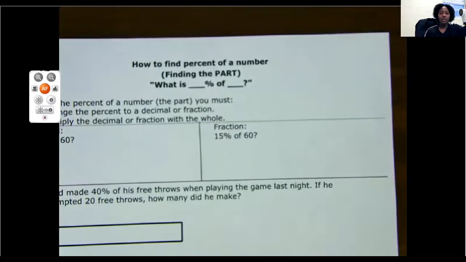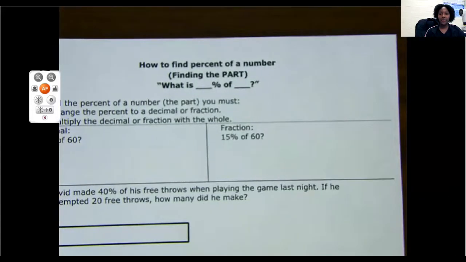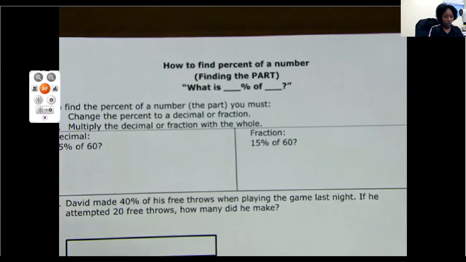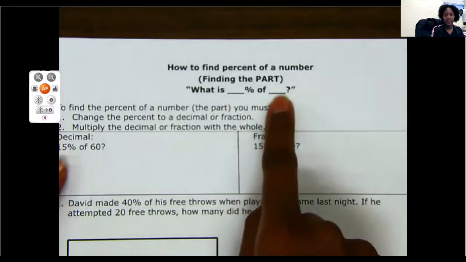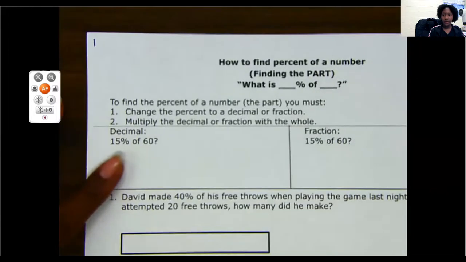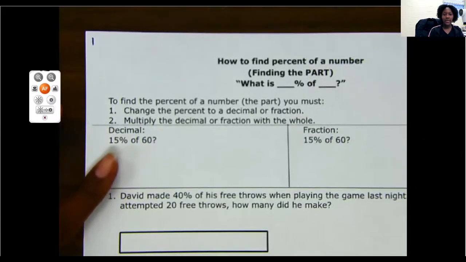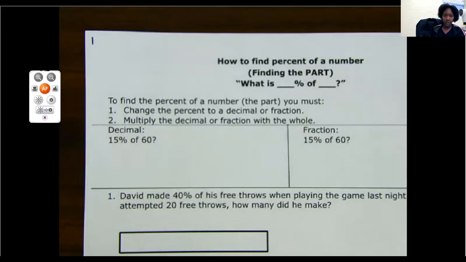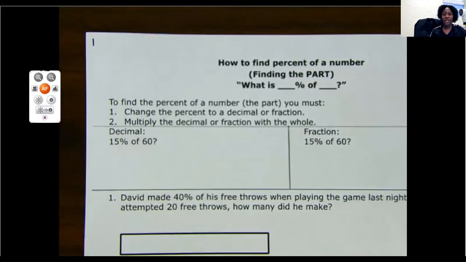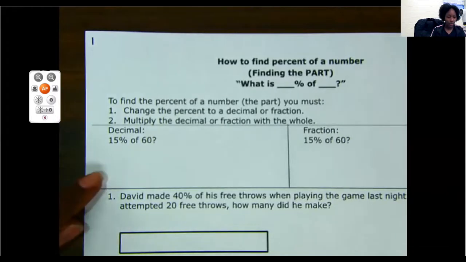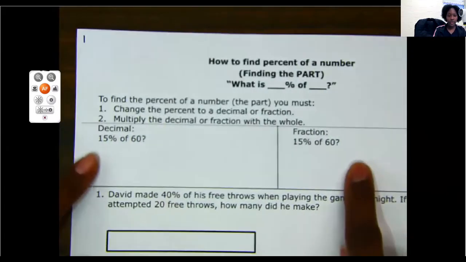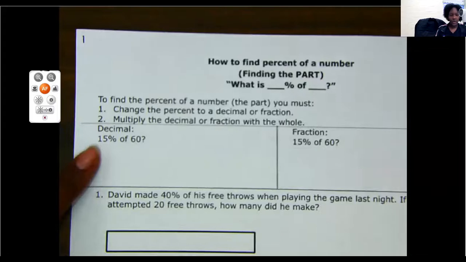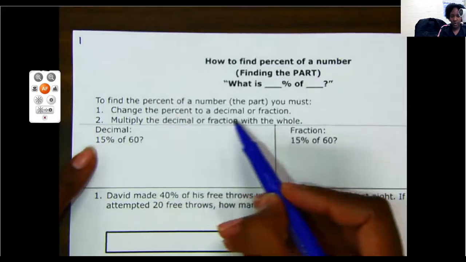Share screen. All right. How to find percent of a number, finding the part. So what is blank percent of a number? Let's look at our notes for this. It says to find the percent of a number, the part, you must change the percent to a decimal or a fraction, okay? And I'm going to show you both of those ways. Then it says multiply the decimal or fraction with the whole number.